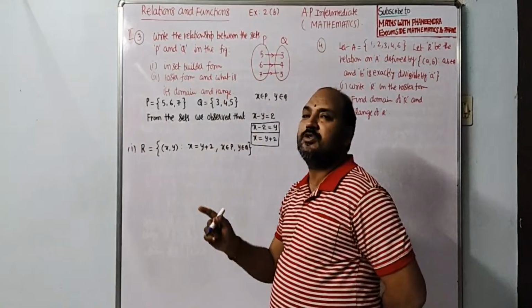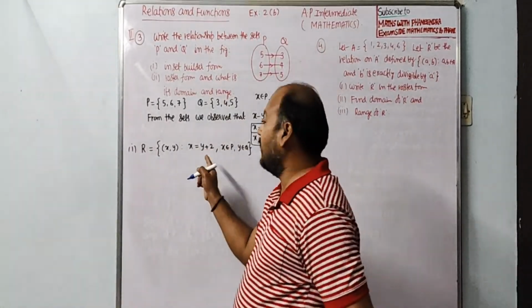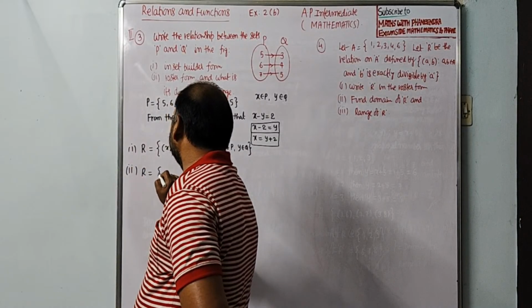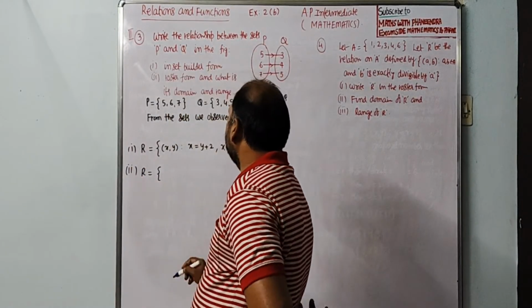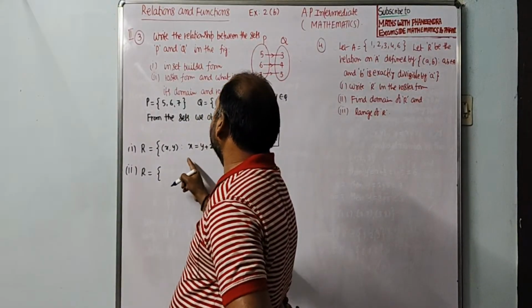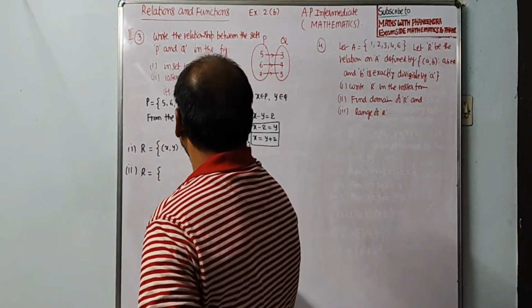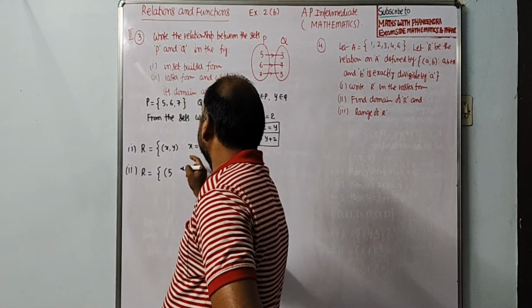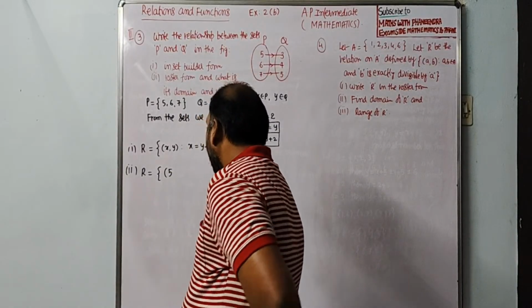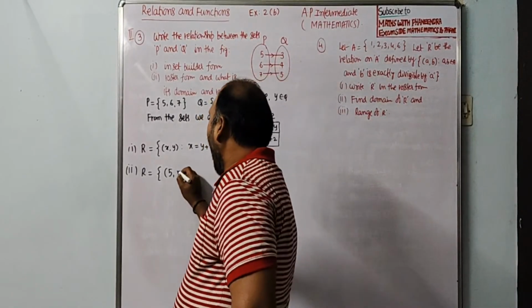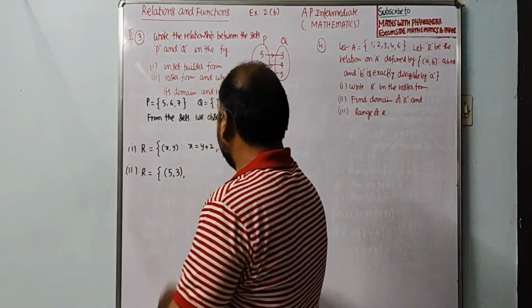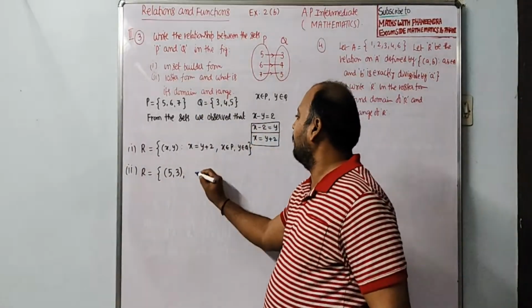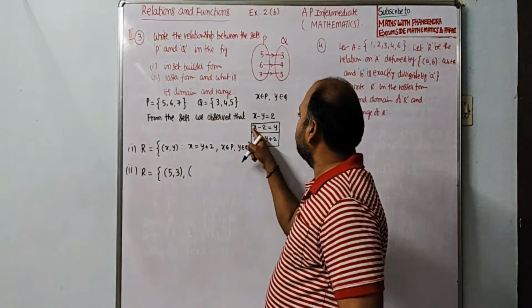You have to write in the roster form, meaning the elements we get for this condition. So what elements are we going to get? Suppose we take 5. X is equal to 5 means Y is equal to 3 will come. So see, X is equal to 5, substitute 5 minus 2, 3. Next, X is equal to 6, if we substitute in this.